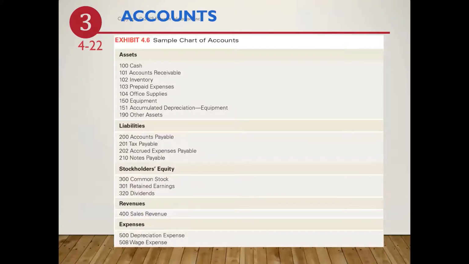Here you see in Exhibit 4.6, it gives us an illustration of a sample chart of accounts. Assets begin with 1, liabilities 2, stockholders' equity begins with 3, revenues are always 4, and expenses begin with the number 5.